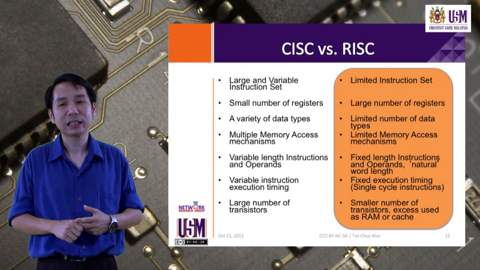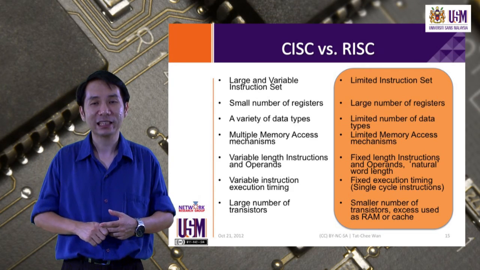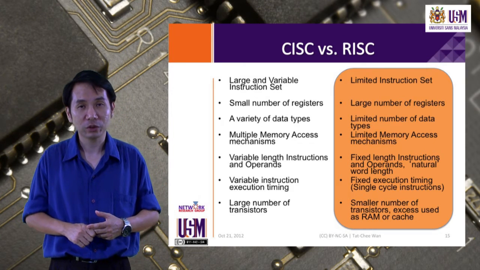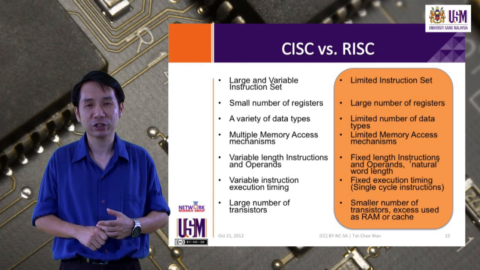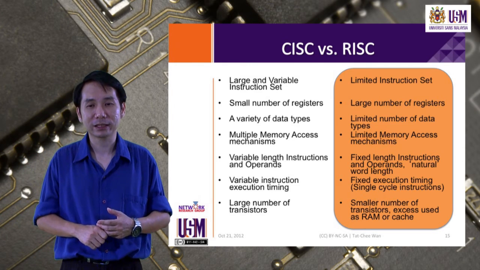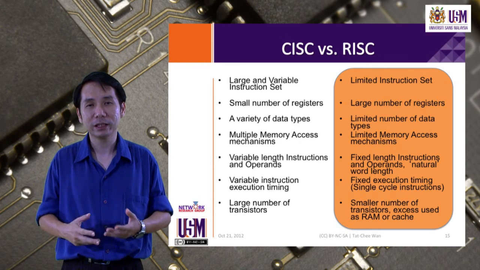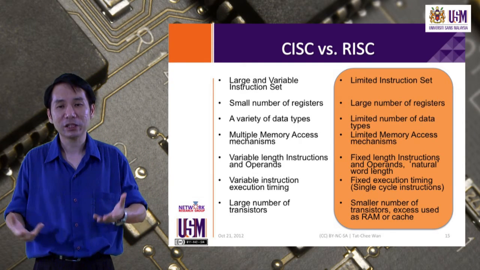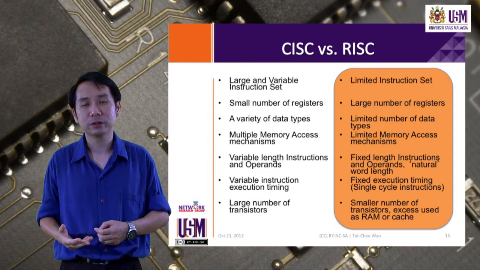This simplifies execution, and they are able to achieve fixed execution timing, typically single cycle instructions for most instructions. And because they have fixed instruction length and fixed operand sizes, a smaller number of transistors are needed to implement a given RISC processor. The excess transistor budget can be used for RAM or cache or other peripheral logic.